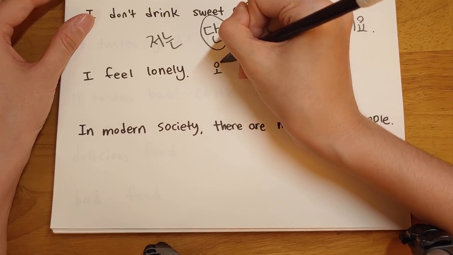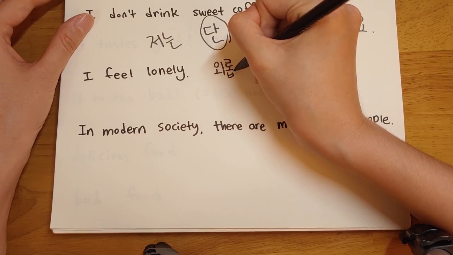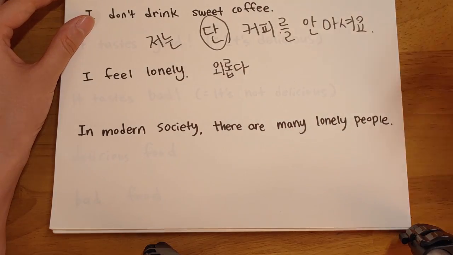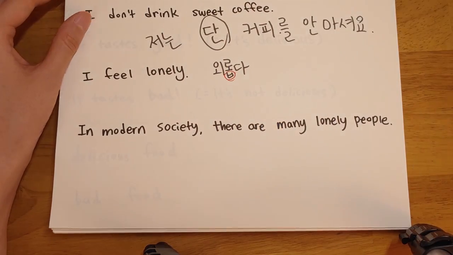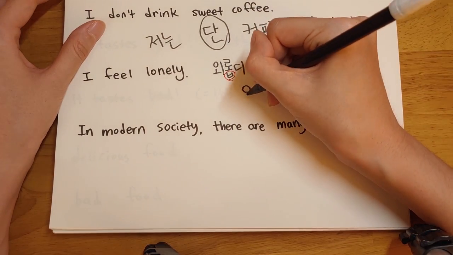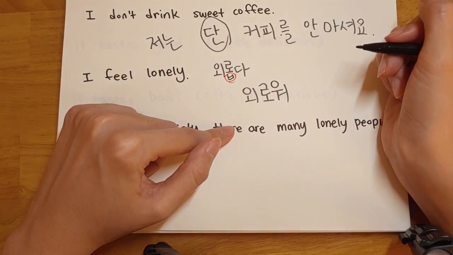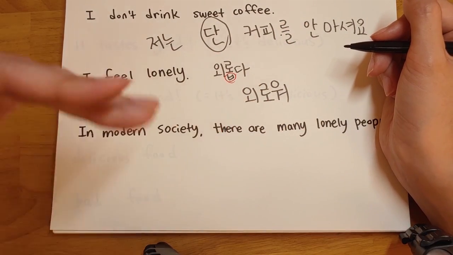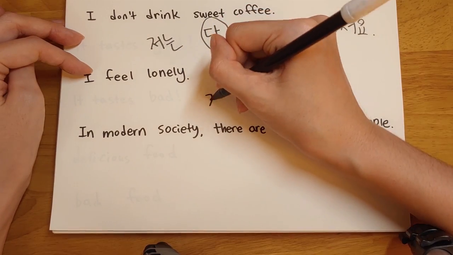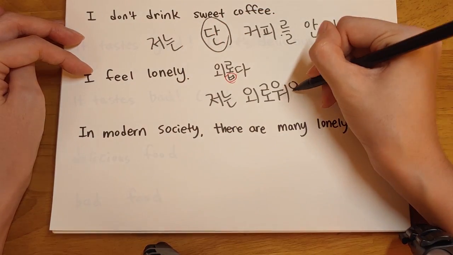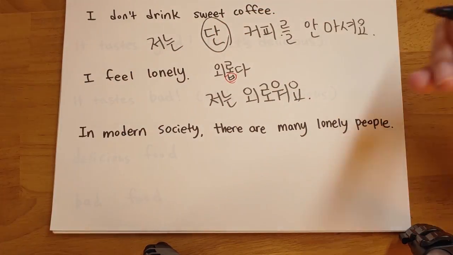We learned that to be lonely is 외롭다. And this one also ends in 비읍 받침, right? So, you can conjugate it like this, following the 비읍 받침 ending adjective rule. So, 저는 외로워요 means I feel lonely or I am lonely.